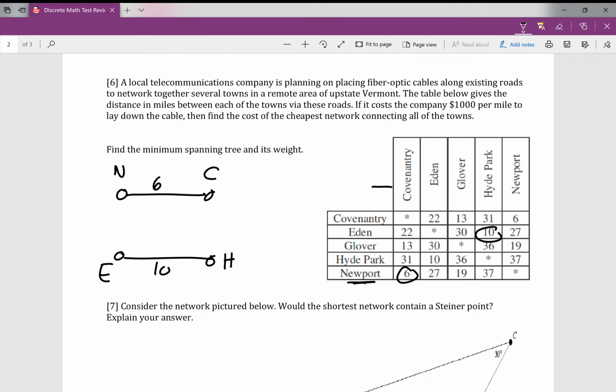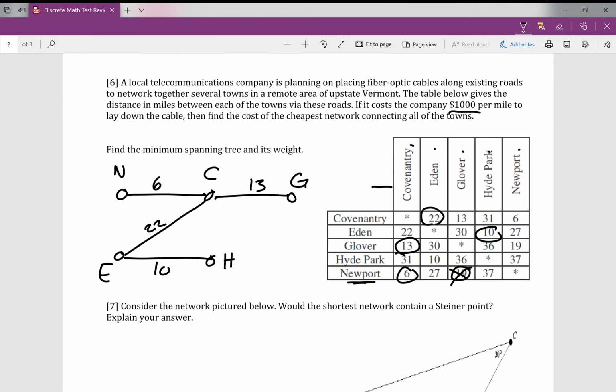And we keep looking for the next cheapest number. 13 connects Glover to Coventry. So we have our 5 cities here. They just need to get connected still, so we'll continue to look. And I see 19 connects Newport to Glover, but that would create a circuit, so we're going to skip that one. Next is 22, which connects Eden to Coventry. That gives us a tree, so that's a good connection.